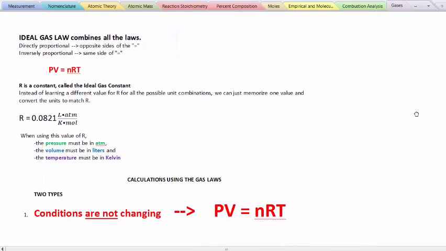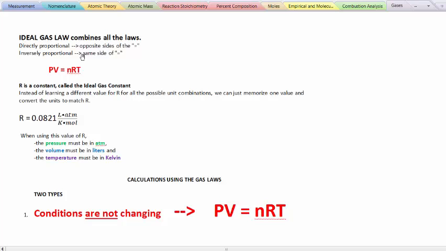There's a separate video that covers this, but if we put all of those relationships together, we get the ideal gas law, which is PV equals nRT. Hopefully from your math classes, you will realize that the variables that are on opposite sides of the equal sign in this relationship are going to be directly proportional. So there's volume and temperature, volume and moles, pressure and temperature, pressure and moles. The variables that are on the same side of the equal sign are going to be inversely proportional. The key one here being the pressure and the volume.